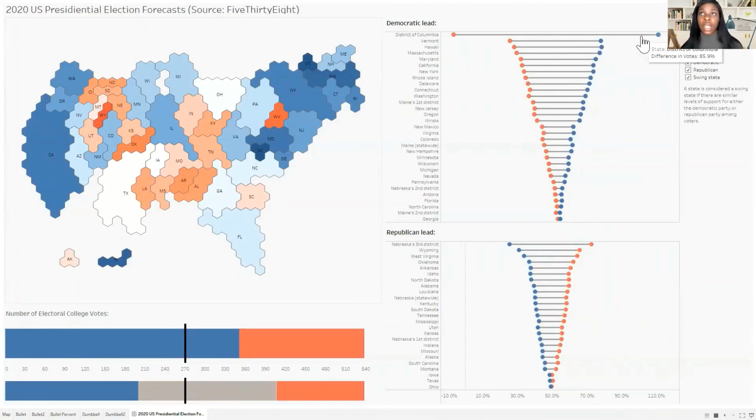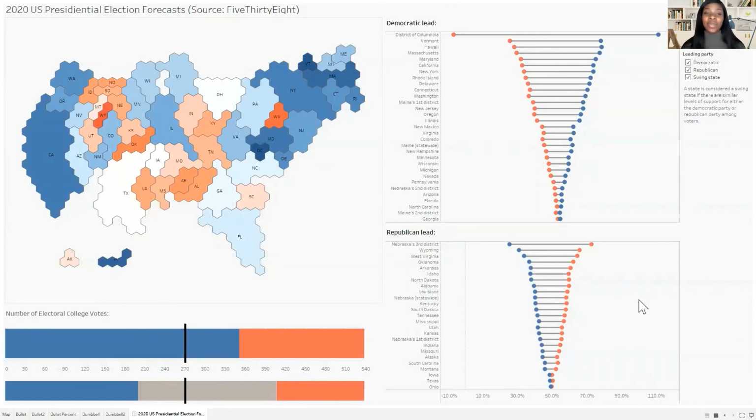For example, if you take a look at DC, you can immediately see how great the difference is in voters supporting Biden over Trump based on the length of the bar. And if you hover over the bar, the actual difference is displayed. Also, by hovering over each point, you're able to see which candidate, what state, and the percentage vote that candidate received in that state.